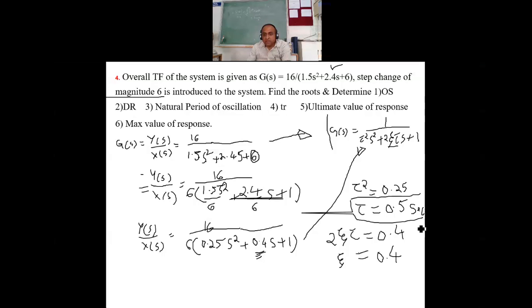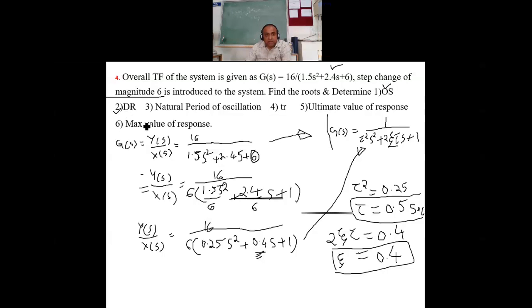So you know the value of tau, and you know the value of xi. Knowing these two, you can find the value of all these parameters. What is the first one? Overshoot you can find. You have a formula.